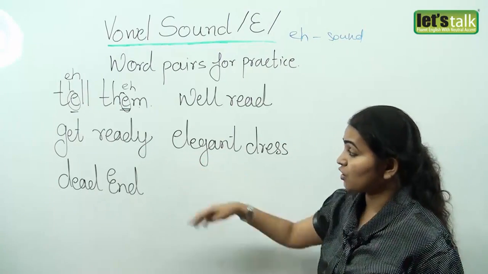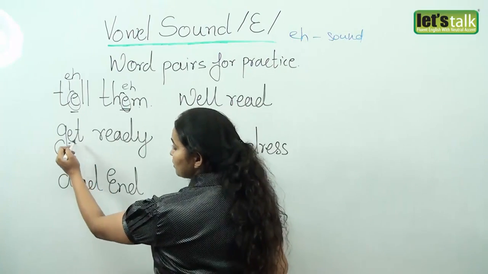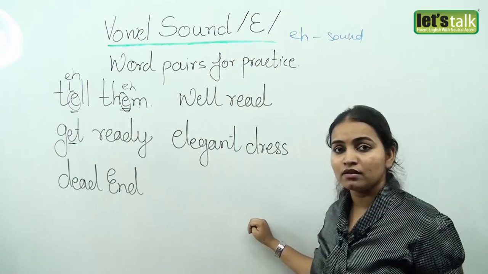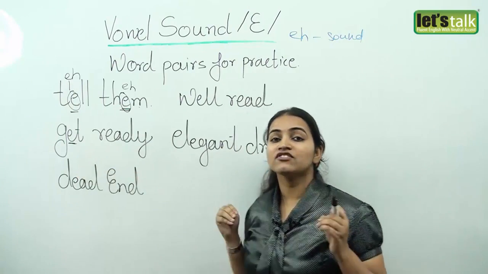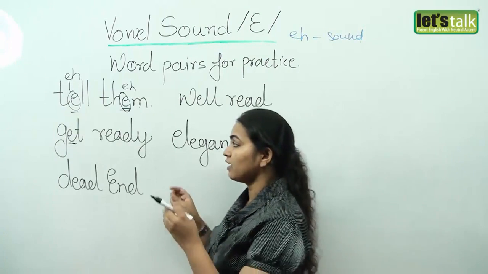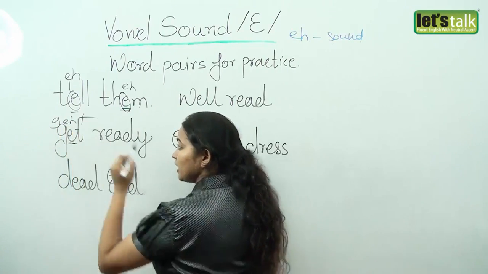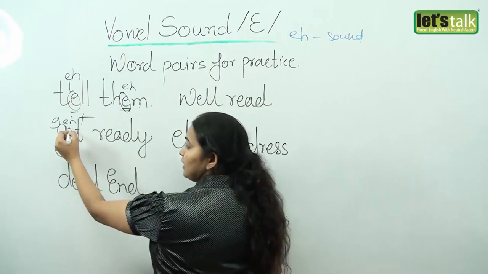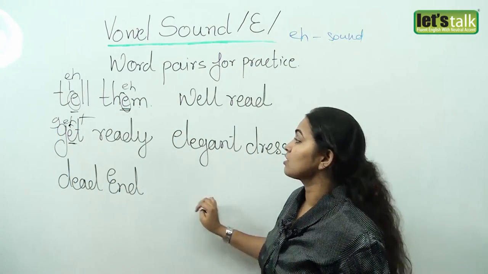So that's the m. So t-l, the m, both giving me the eh or the short e sound. Moving on to the next set of words, which is get ready. So that's the eh sound. It's not gate ready or get ready, but it is a get ready. So the e gives me a clear, distinct eh sound. So it is a get ready. The e giving me the eh or the short e, the eh sound.